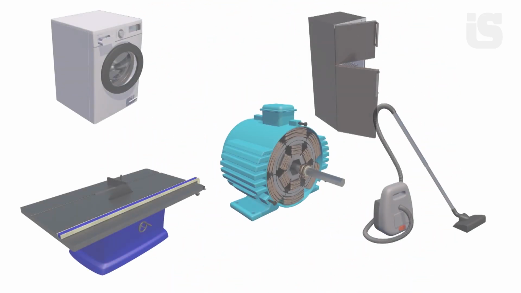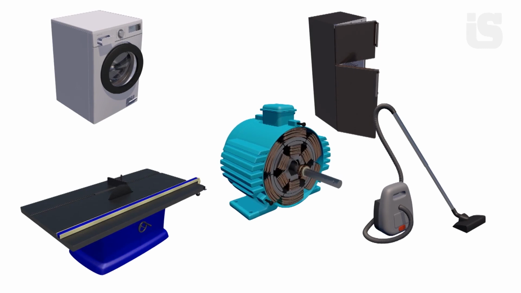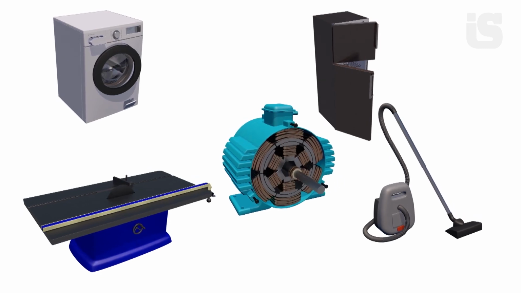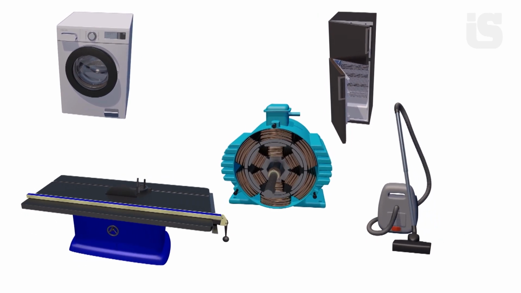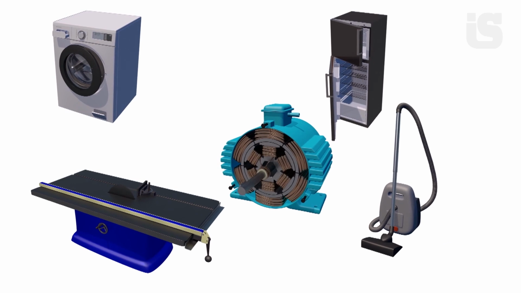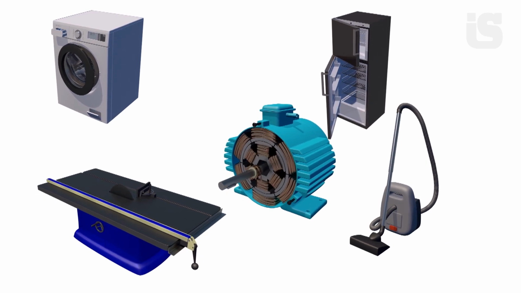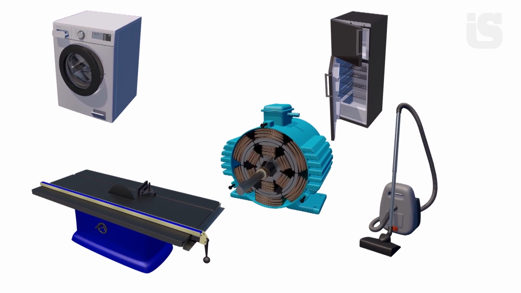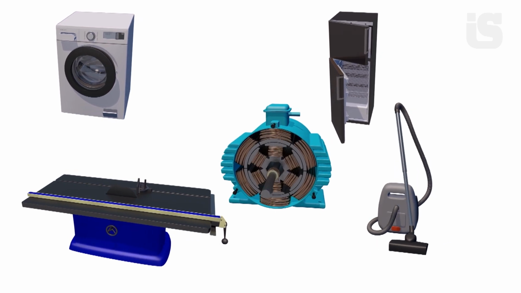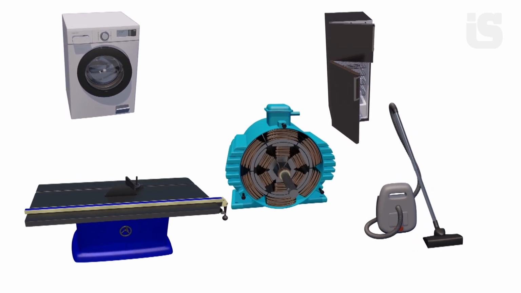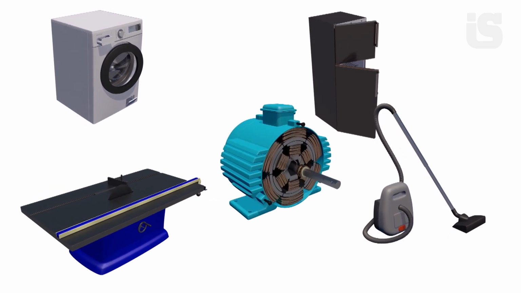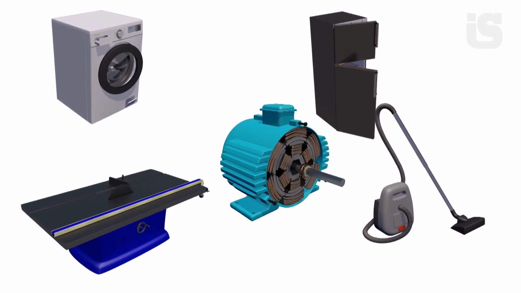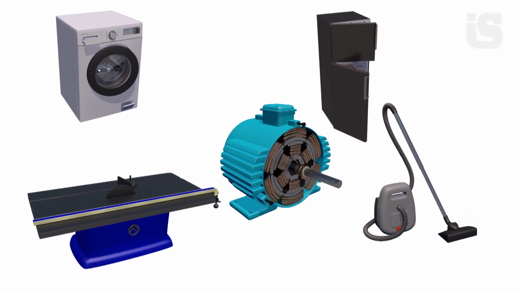AC electric motors are electrical devices that convert electrical energy into mechanical energy. They are used in many industries to drive a wide variety of machines and mechanisms. They are also widely used in the household appliances we use every day. For example, they are used to power washing machines, dishwashers, refrigerators, vacuum cleaners, food processors, and air conditioners.